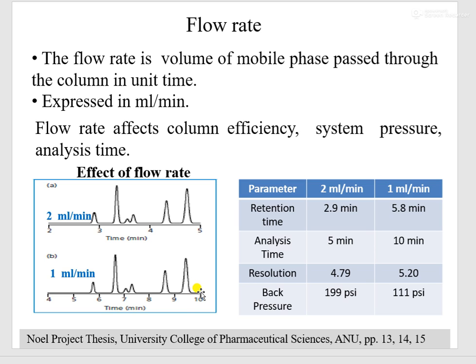will speed up the analysis. So the retention time will decrease with higher flow rate. You can see with 2 ml per minute the retention time is 2.9 minutes, and with 1 ml per minute it is 5.8. Analysis time is almost half, as I told. Resolution is a little compromised, a little less, and back pressure will of course be high with high flow rate.